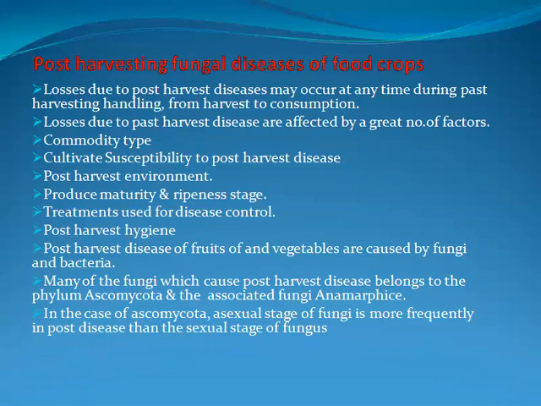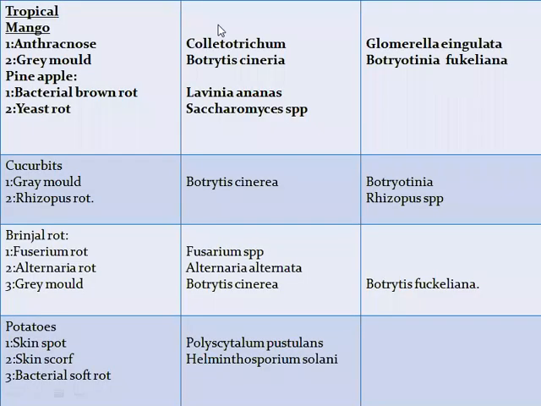Post-harvest diseases of fruits and vegetables are caused by fungal and bacterial diseases. Many of the fungi which cause post-harvest disease belong to the phylum Ascomycota, the associated fungi anamorphic. In the case of Ascomycota, the asexual state of the fungi is more frequent in post-harvest disease than the sexual state of the fungus. Here we can see very easily the mango anthracnose, grape. This can also be caused by Colletotrichum, Botrytis, and some on pineapple.